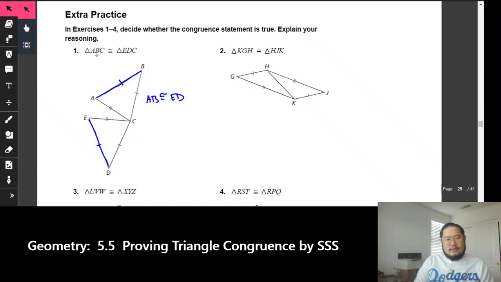And then we're supposed to have BC congruent to DC. So let's see right here. BC is congruent to DC. They've got the hash mark, so let's add that down. And then the last part is AC. AC is supposed to be congruent to EC. So AC congruent to EC, that looks good right there.